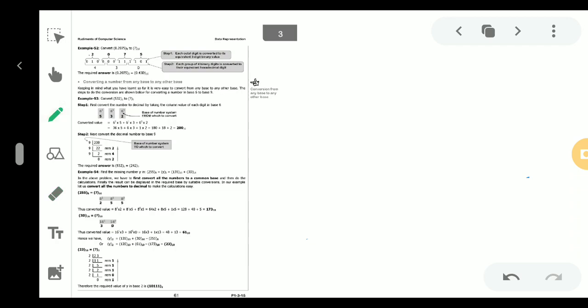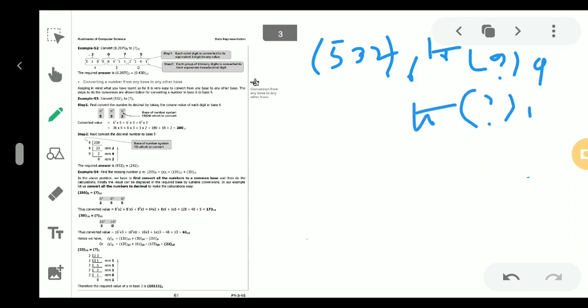So the question is given: 532 base 6, we have to convert into base 9. First remember that from whatever base is given, first convert into base 10. So from base 6 you will convert to base 10. This is the first step. So first step, I am moving 532 from base 6 to base 10.